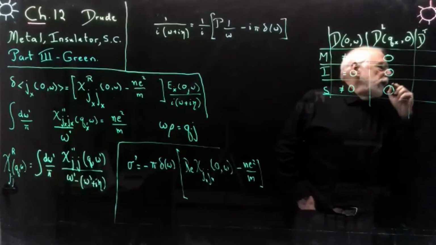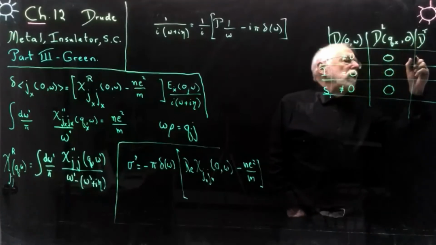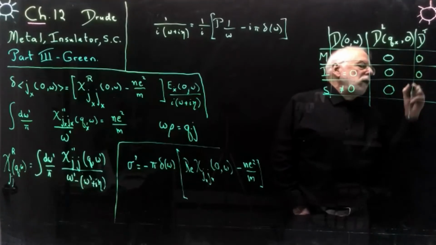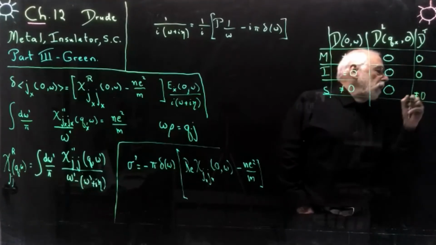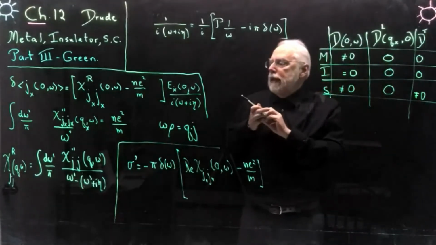Now we have one last thing to look at, which I will call the longitudinal Drude weight, and then there's the transverse. So this will be the transverse. I will define it in a moment. So the result will be that this is 0 in the metal and the insulator, and different from 0 in the superconductor. So what am I talking about?